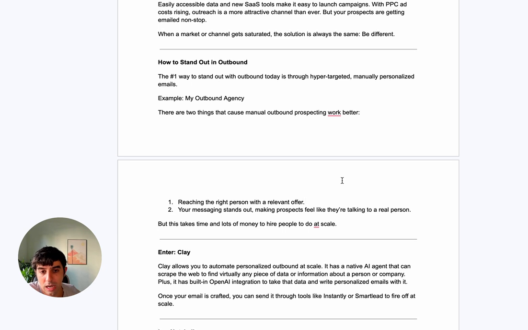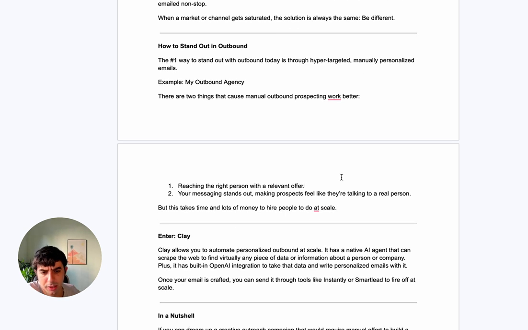The other reason manual and personalized outbound works better is that your messaging stands out, because prospects feel like they're talking to a real person. The biggest thing when I'm looking at a client's cold email copy is that I'm always trying to make sure: does this look like a human would send it? Because no one wants to talk to a bot, and as AI becomes more prevalent, we're going to hate that even more. So your cold email will work way better when it feels more human, when it feels like a person actually wrote it and sent it.